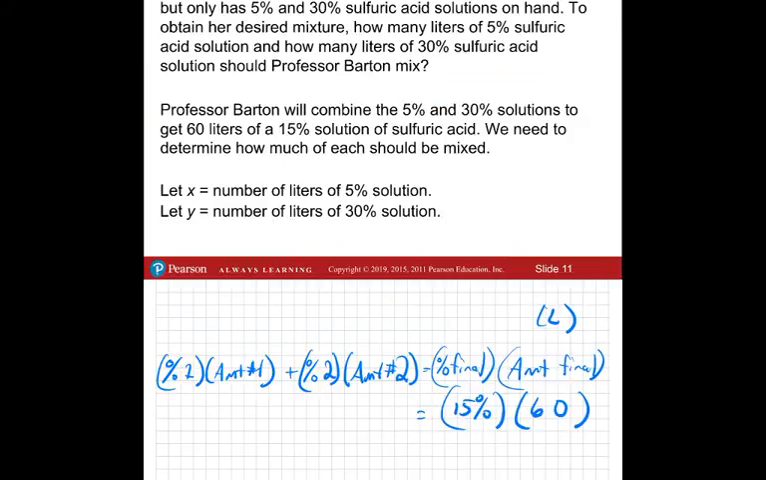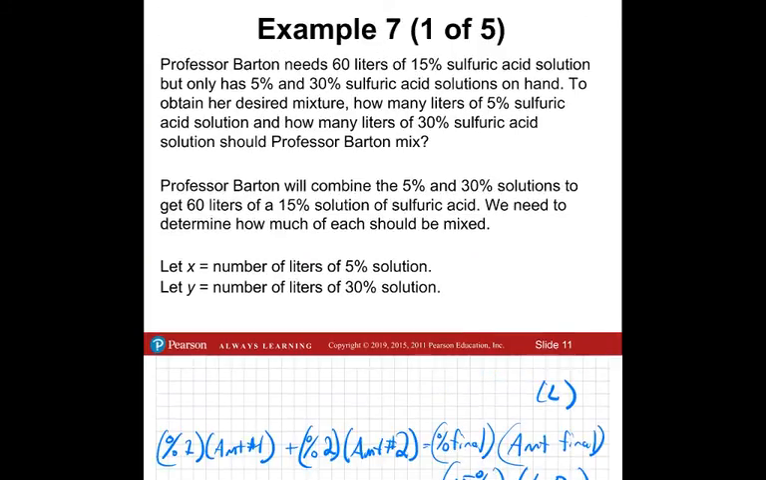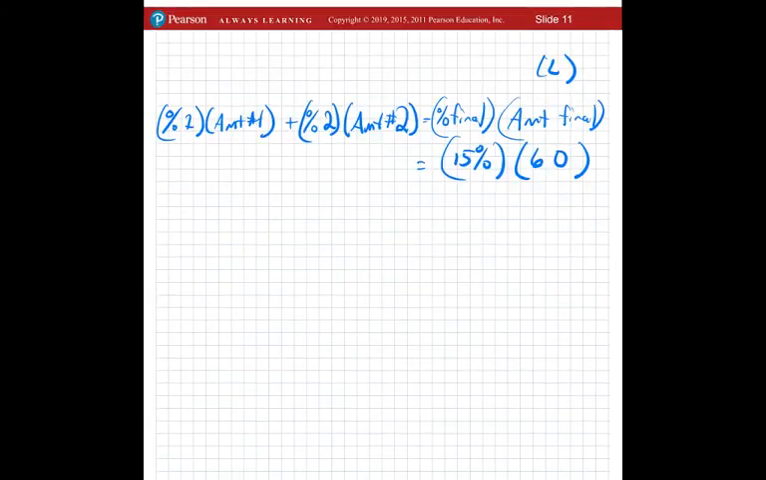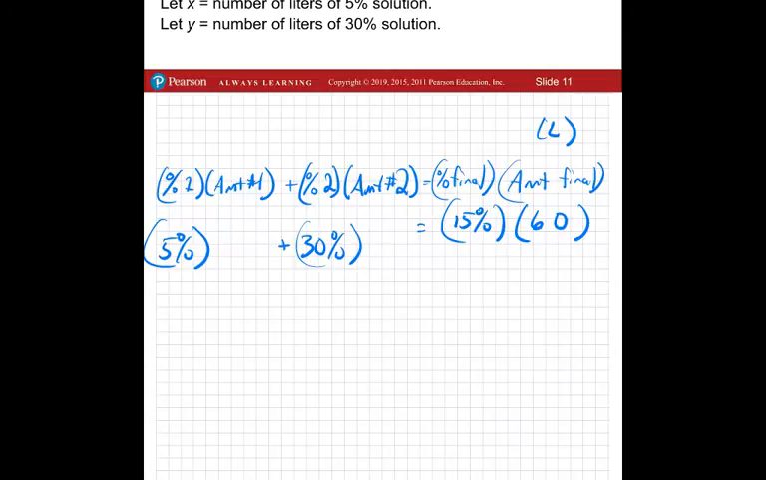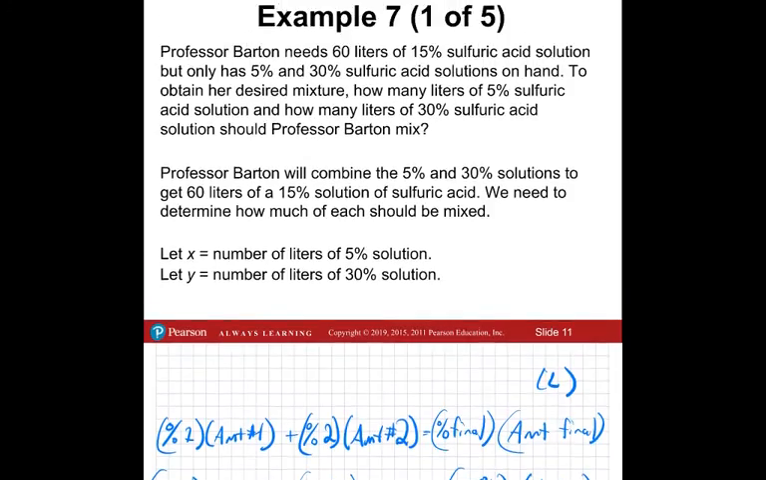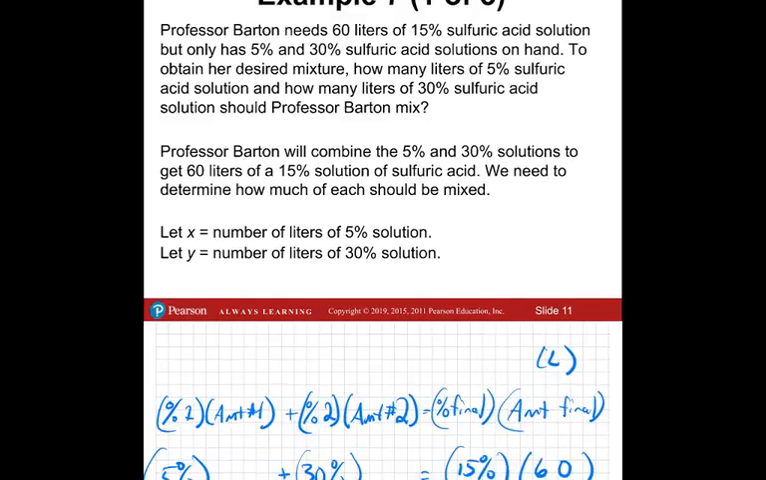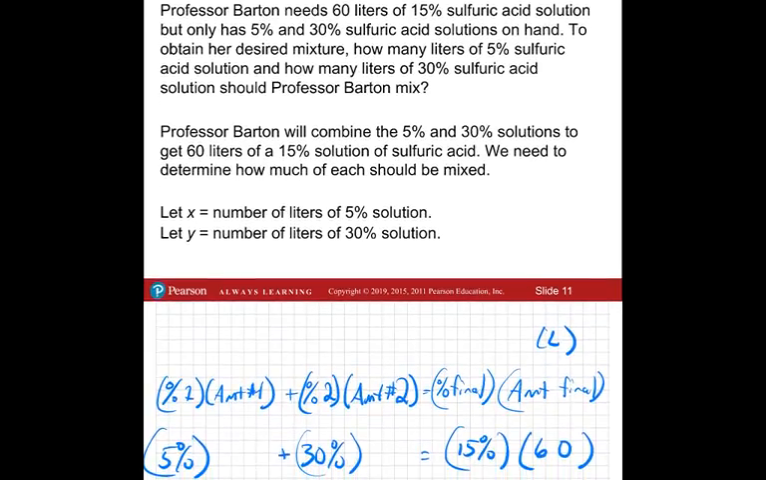Then it says she only has 5% and 30. So the first percentage that she has is 5%, and she also has 30%. Let's try to get these together. Okay. How many liters of the 5% and how many liters of the 30?